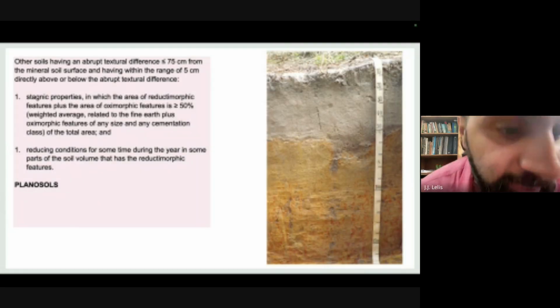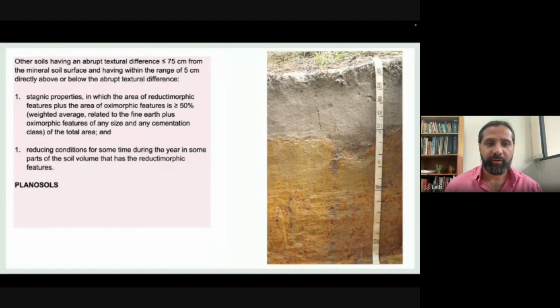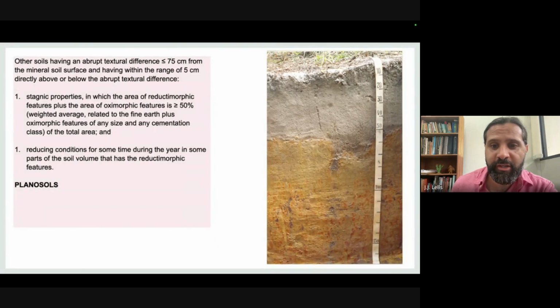Okay, so in the last class, we started to see WRB soil classification according to the reference soil groups. And then we saw some soil profiles that have some restrictions to root growing, to water percolation. And now we start with the planosols, okay?